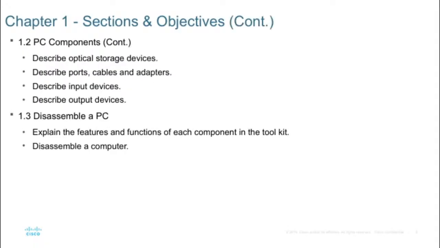Let's continue exploring the key parts of a PC. We'll look at optical storage devices, things like CDs and DVDs that store data using lasers. Then, we'll cover ports, cables, and adapters, the connectors that link everything together. Next, we'll talk about input devices, like keyboards and mice, and output devices, such as monitors and printers. Finally, we'll dive into disassembling a PC, learning about the tools you need and how each part fits together.